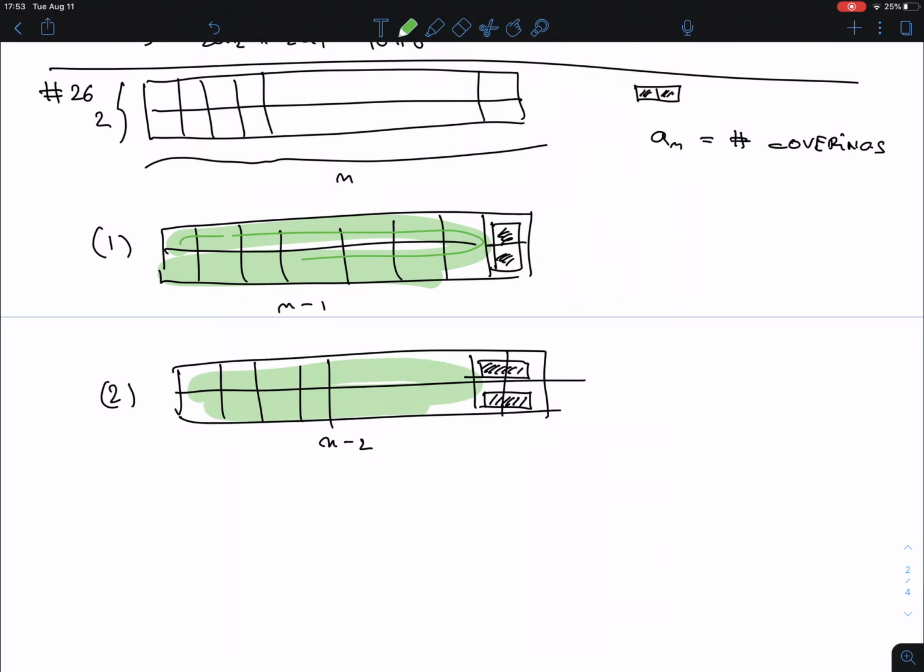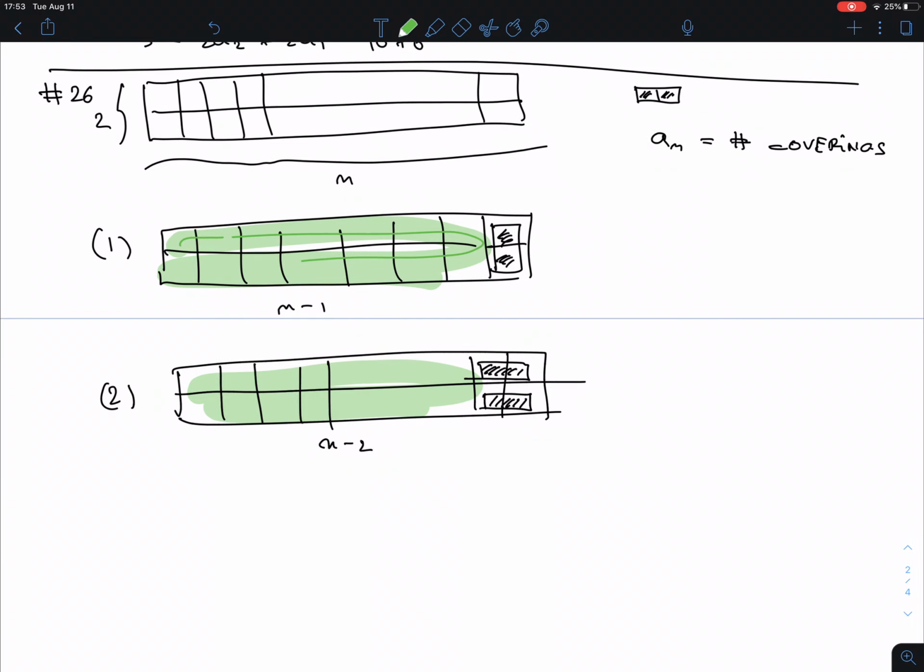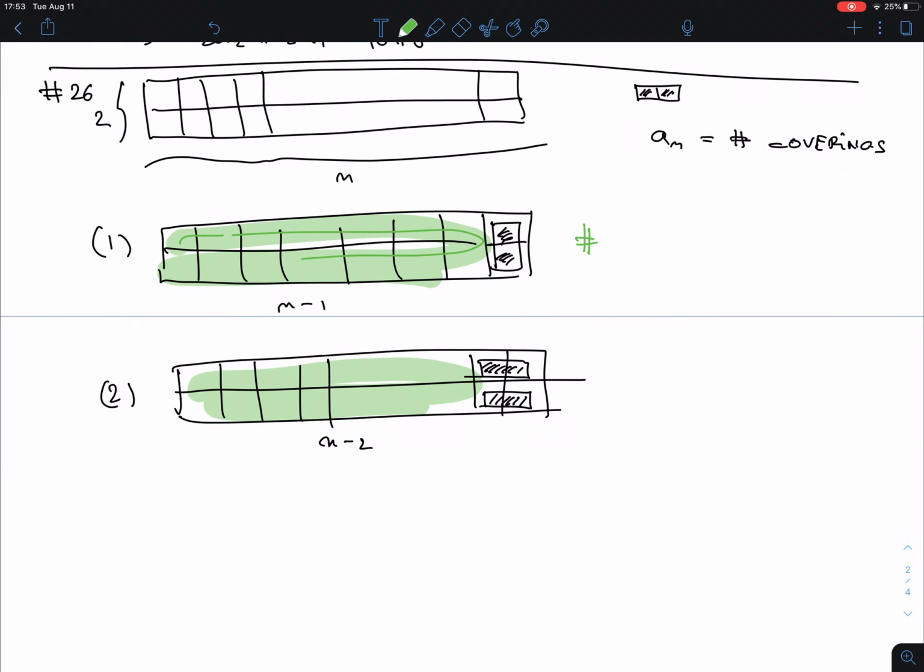So let's calculate the numbers now. How many do we have here? Well, the green ones are the number of coverings of the board of n minus 1, and that is given by the number a_{n-1}. So this is the number of choices here. How many choices do I have here? Only 1 choice. So that's why nothing happens here. Okay. What's the number here?